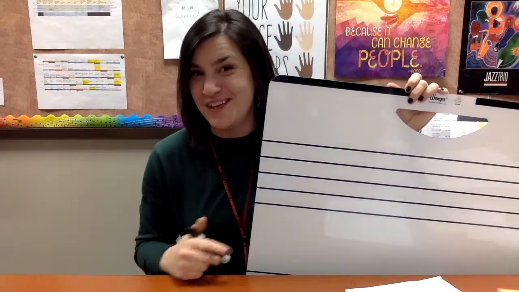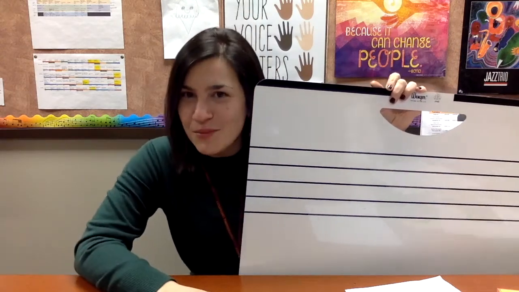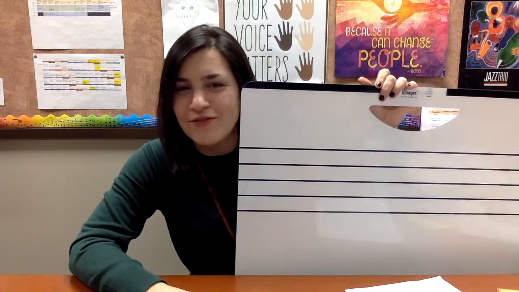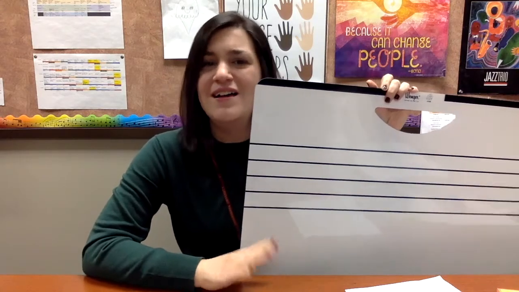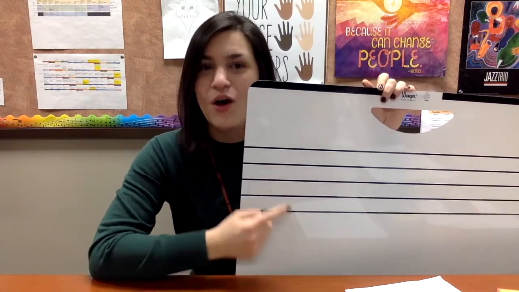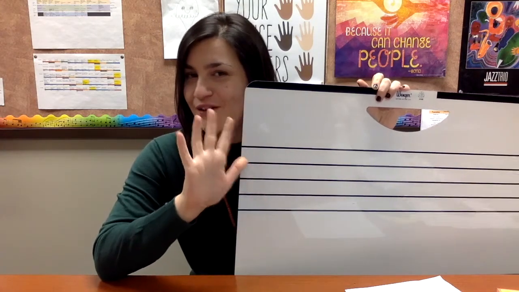Some of you, especially if you are a former Scholl student, may know that we have a song to remind us how many lines are on the music staff. It goes like this. The music staff, the music staff. There are 5 lines on the music staff. A 1 and a 2 and a 3 and a 4 and a 5, 5, 5 lines on the music staff.